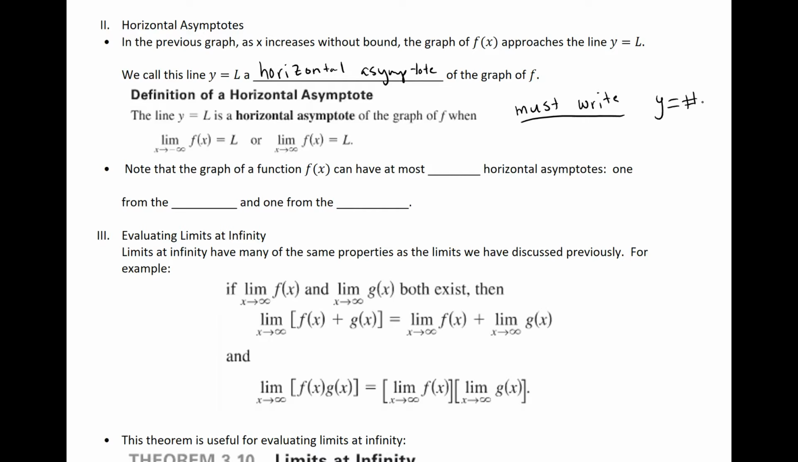So one thing that's important to note is that the graph of a function can have at most 2 horizontal asymptotes. You can have one from the left and one from the right. And unlike vertical asymptotes, it is possible for a horizontal asymptote to be crossed somewhere in the middle of the graph. That's because this is only really describing the end behavior. So you can have your function cross over that asymptote somewhere in the middle.